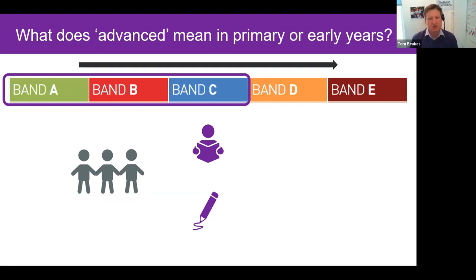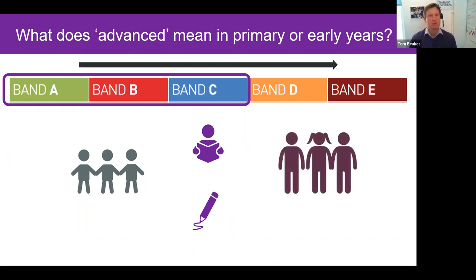Just developmentally, students will need to be older in order to meet some of the higher descriptors because of the nature of them. And our experience working in the UK with teachers using the framework is that Band C is a pretty reasonable writing target for children at the end of year three. So just bear that in mind when we're talking about strategies.